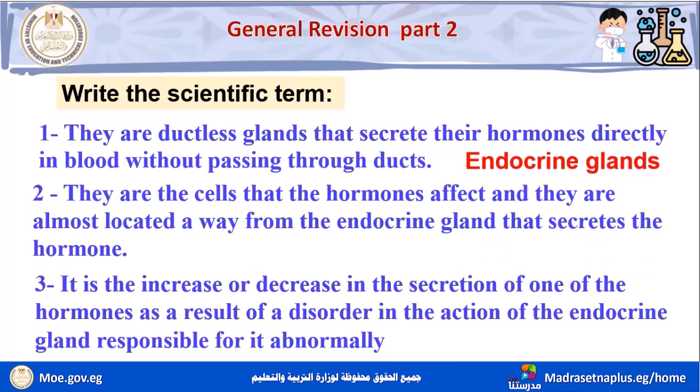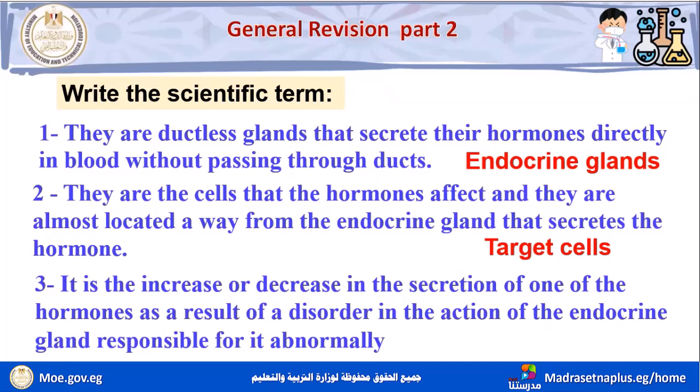Question number 2. They are the cells that the hormones affect, and they are almost located away from the endocrine gland that secretes the hormone. Target cells.